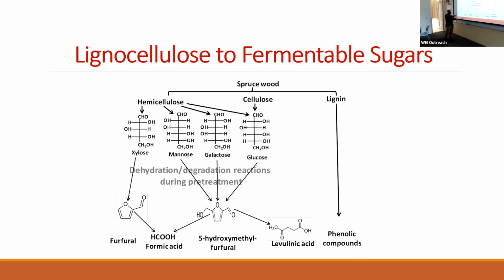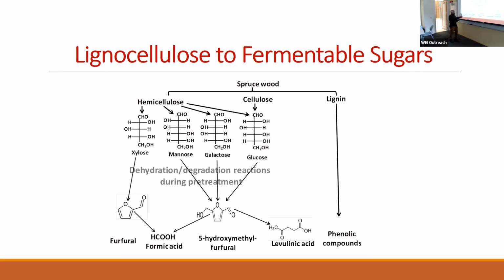From hemicellulose, you get the 5-carbon sugars, xylose, arabinose, and all that. You also get glucose, the predominant sugar, and galactose, a small amount of it. First of all, the lignin will break down to release a wide range of phenolic compounds, sometimes about 200 different phenolic compounds, and they are toxic to the microorganisms that produce fuels and chemicals.